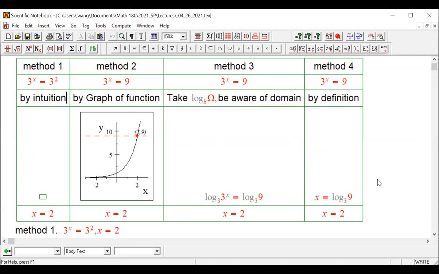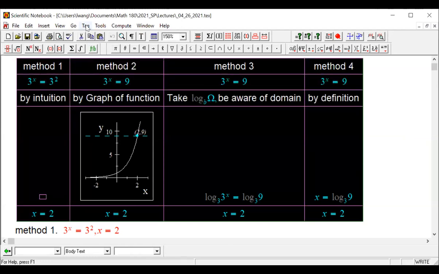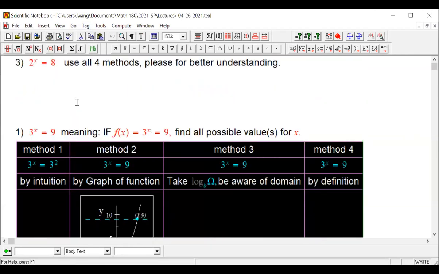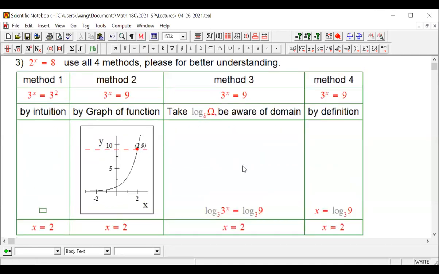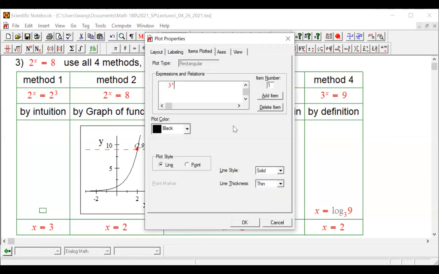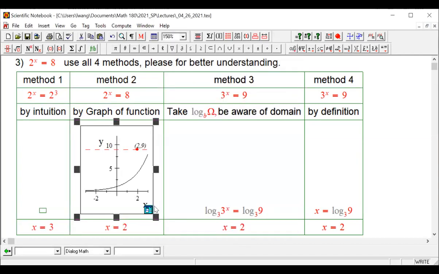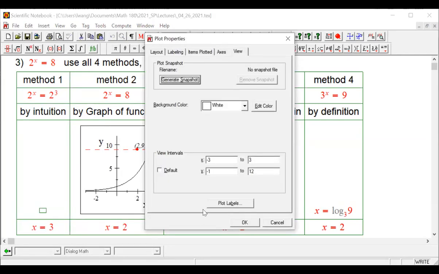All right, so let me see yours. What do we get when we look at these 4 methods? It changed, right? The 2 to the power of x is 8, so it's 2 to the power of 3. So that's x equals 3. And 2 to the power x, so the function is now changed. So we're gonna make some adjustment to the graph. So it's 2 to the power x instead. We're gonna make some adjustment.